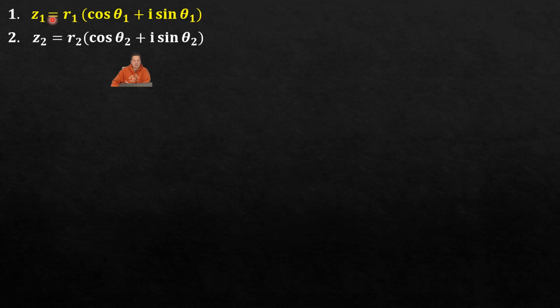I have z sub 1 equals r sub 1, multiplying cosine theta sub 1 plus i times sine of theta sub 1. So that represents our first complex number, and I am not going to use e. I am not going to use an exponential. I'm going to do it the hardcore, scary way. Okay. So, next one is z sub 2 equals r sub 2 cosine of theta sub 2 plus i sine of theta sub 2. And our objective is to find a rule for the product of z1 and z2.